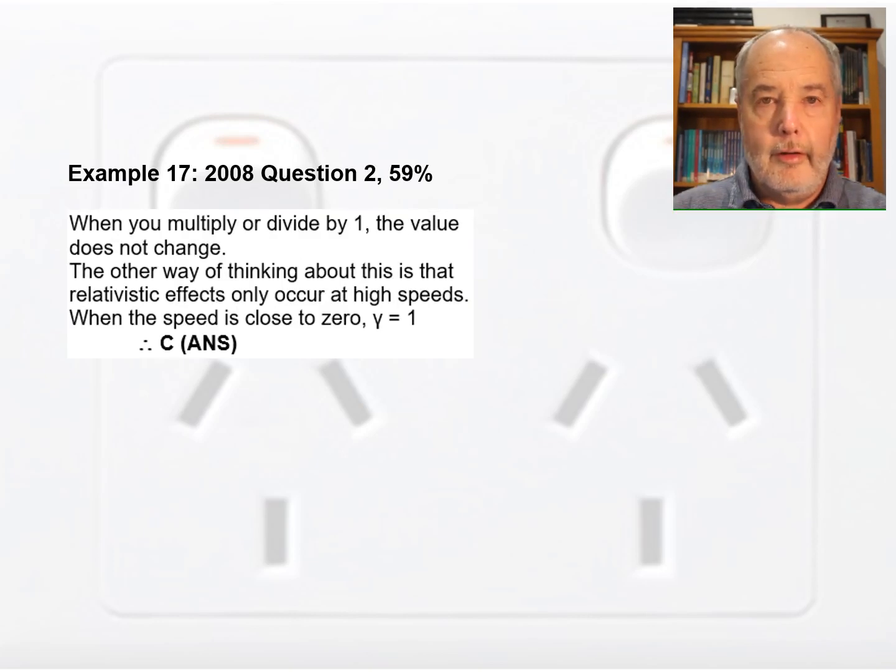Time dilation and length contraction change by the factor of gamma. If we don't want them to change, then gamma needs to be close to the value of 1. Therefore, the answer is C.